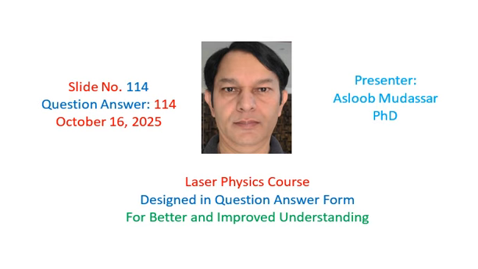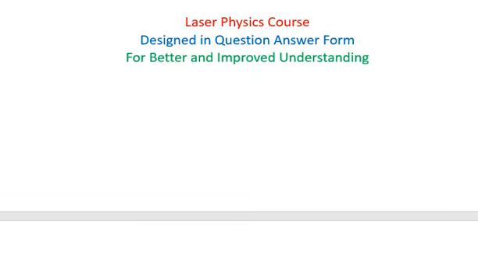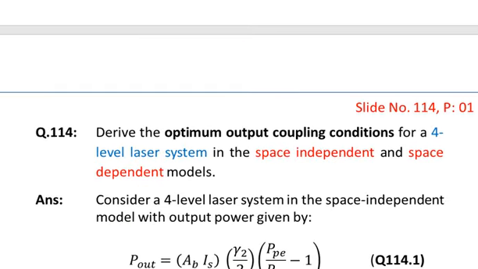This is your presenter Asloob Mudassar, and I am presenting slide number 114 of the course on laser physics. Question: derive the optimum output coupling conditions for a 4-level laser system in the space-independent and space-dependent models.